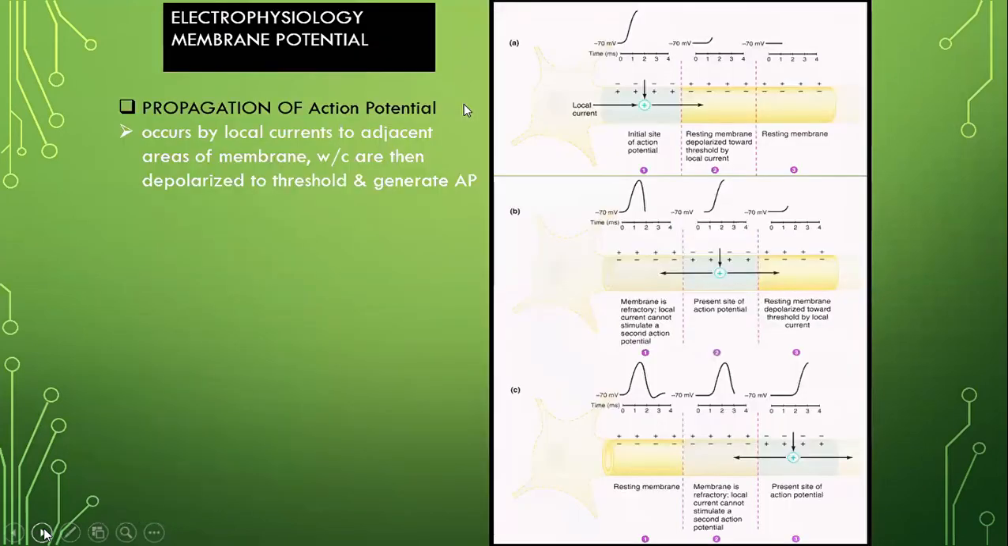Now, how is action potential propagated? Remember, it occurs by local currents to adjacent areas of membrane, which are then depolarized to threshold and generate an action potential. This is the initial site of the action potential. And then it will depolarize. So there is opening of the sodium channels, so sodium will come in and produce the upstroke. Then the resting membrane is depolarized toward threshold by the local current.